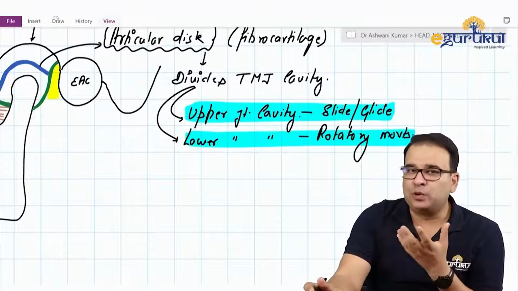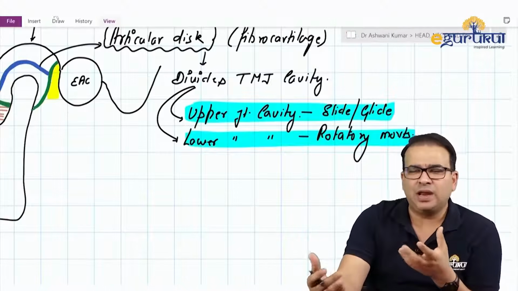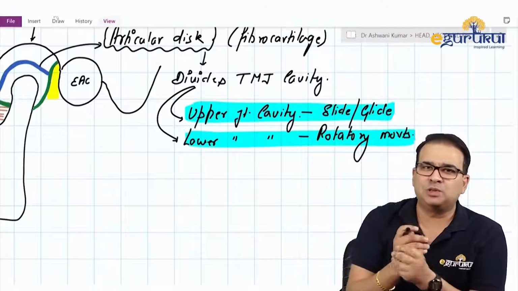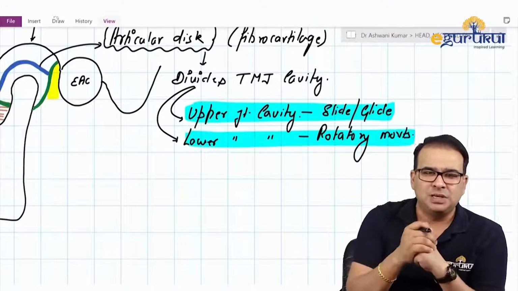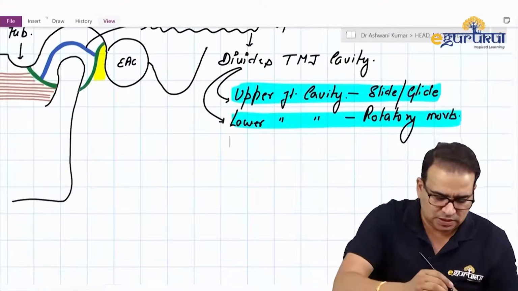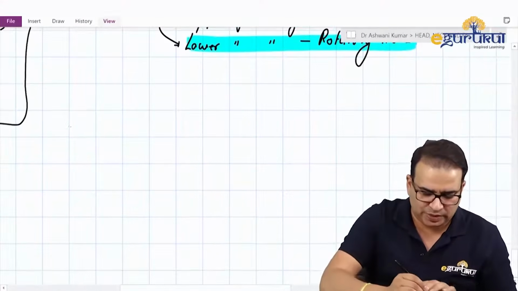Let's talk about the supports of the temporomandibular joint. Like for any joint, the main support is its capsule. So for the TMJ also, the major support is the capsule of the TMJ, and then it is reinforced by some ligaments also. So let's look into the supports of the temporomandibular joint.